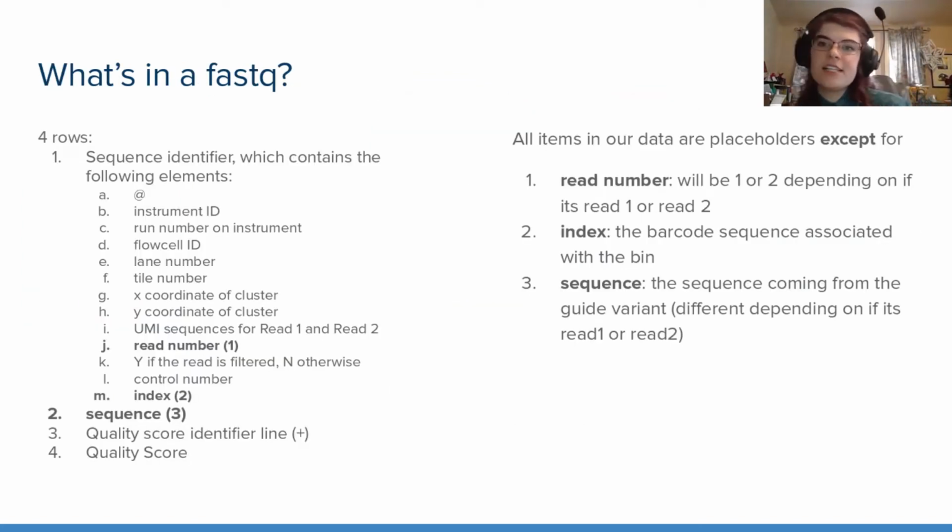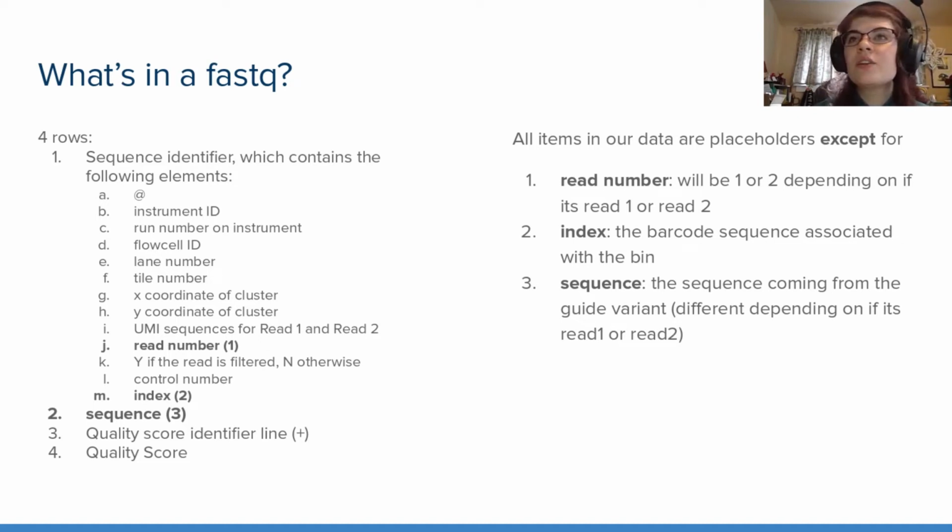Okay, so what is in a FACS-seq? A FACS-seq is a type of file that contains information about sequencing, and basically every entry in that file contains 4 rows. The first is a sequence identifier, which has all this stuff in it, all separated by colons. The second row is a sequence. The third row is just a plus, indicating that the next row is going to be an indication of the quality score. And all items in these mock FACS-seqs are placeholders, except for the read number, which is going to be 1 or 2, depending on if this particular entry is read 1 or 2.